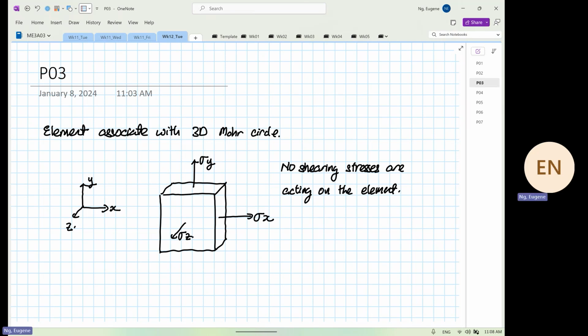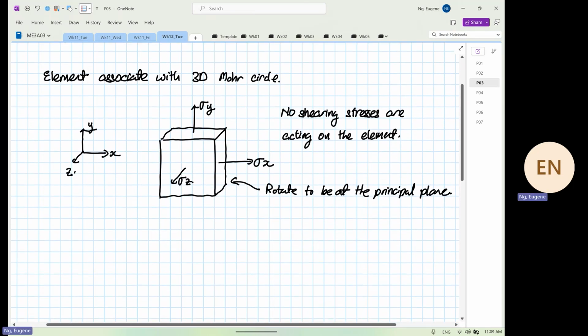In order to get no shearing stress, the element has to be rotated to be at the principal plane. So in real life, you can have shearing. We rotate the element to such a sense that you don't have any shearing. So this is at its principal plane.